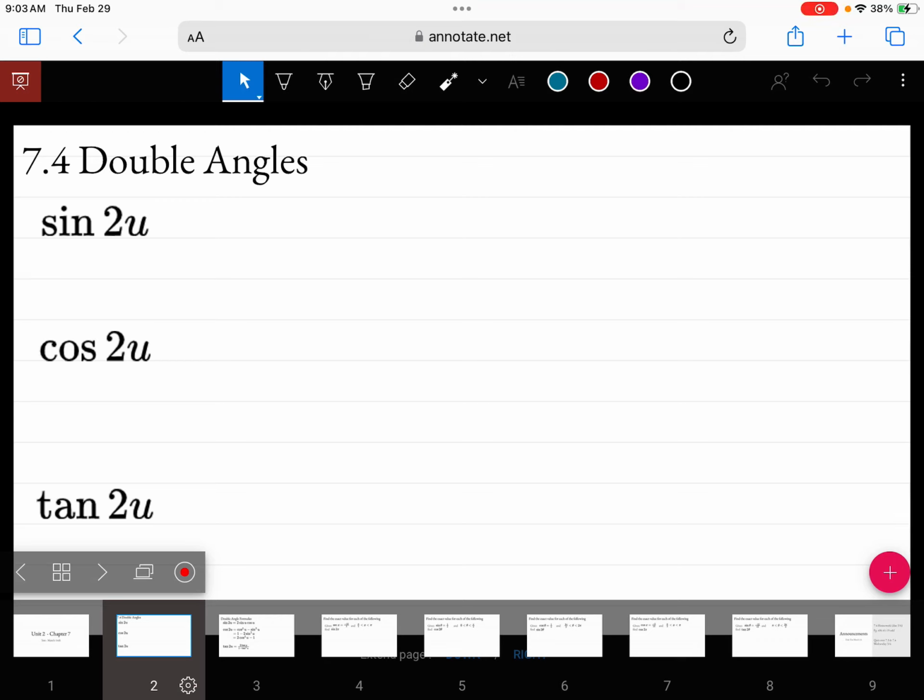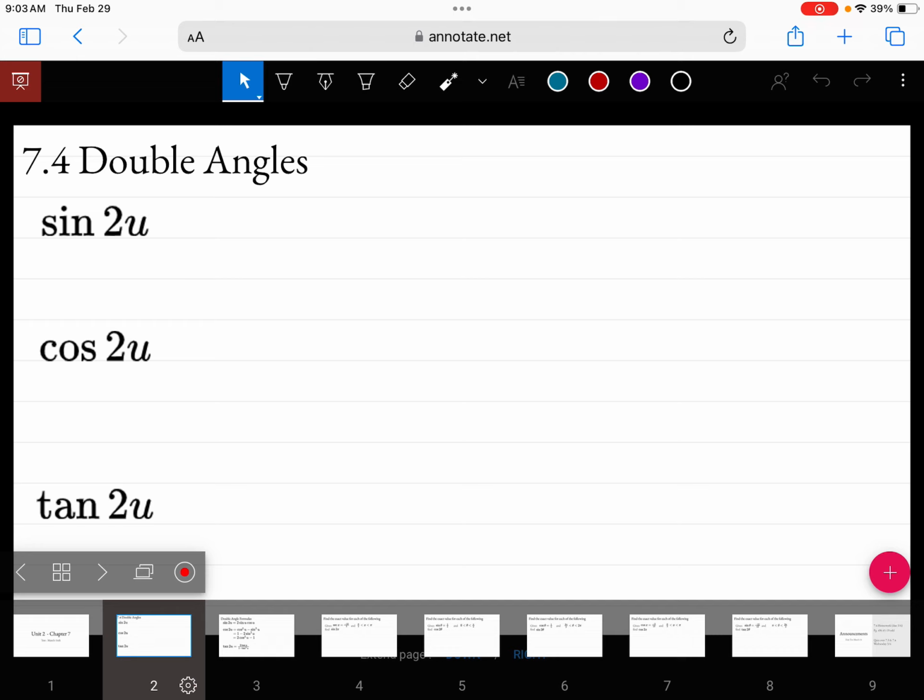Our addition formula from yesterday here at the beginning. So we're going to start looking at things called multiple angles. So 7-4 is all about multiple angles. So we're going to start with double angles.